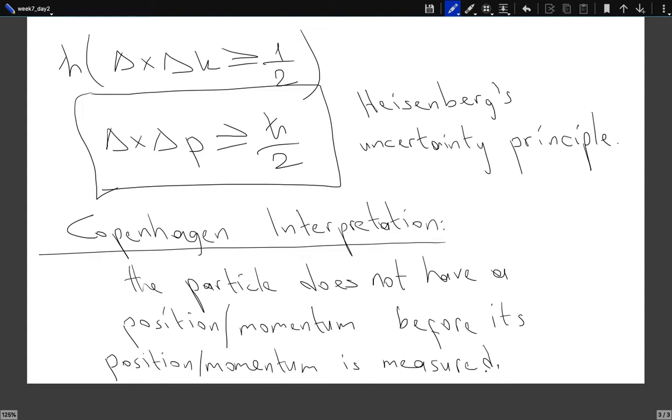Without measuring it, the momentum of the particle, the concept of the momentum of a wave or a particle, just doesn't exist, doesn't make sense. And if you measure the position, its momentum again doesn't exist.